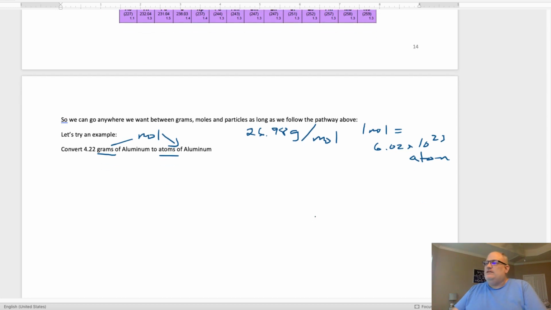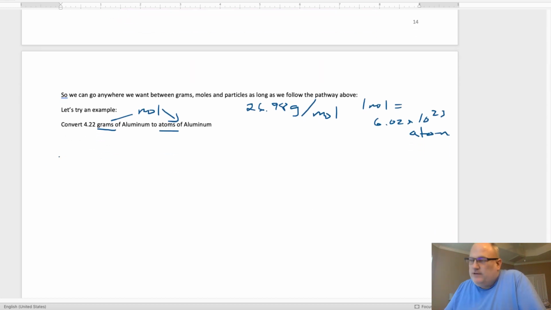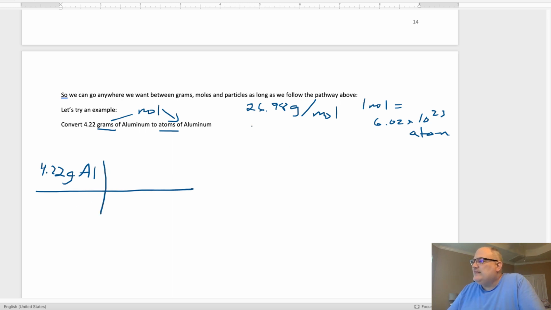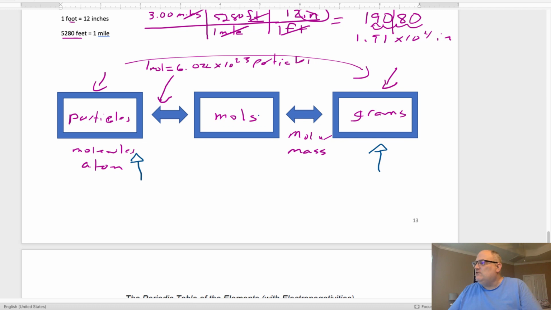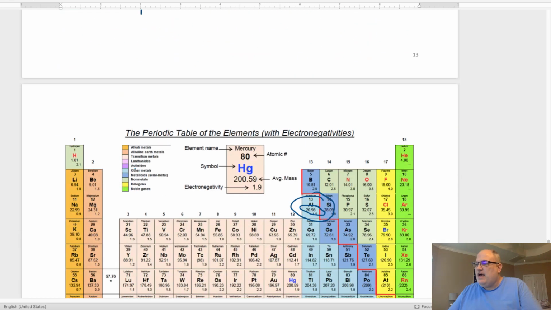So let's set the problem up like we normally would. We're going to start off in our little table, and we're going to go, all right, 4.22 grams of aluminum. The first thing we're going to have to do is use this conversion factor to get from grams to moles. So again, our goal is to go from grams over here, first to moles, and then again to particles. And the particle happens to be an atom.